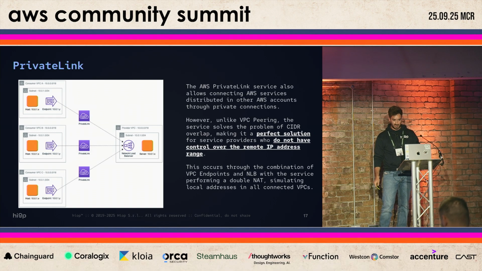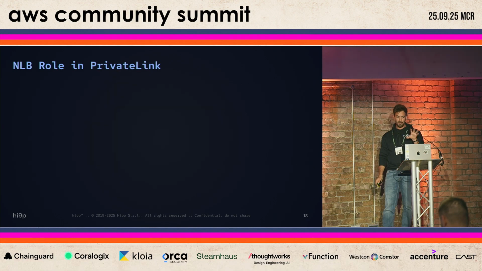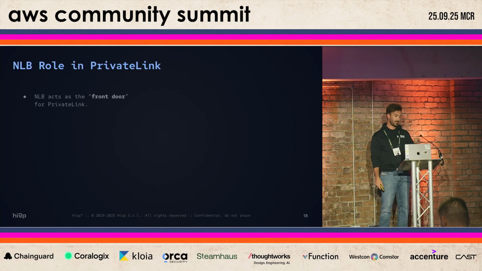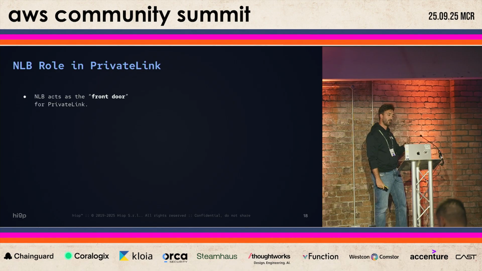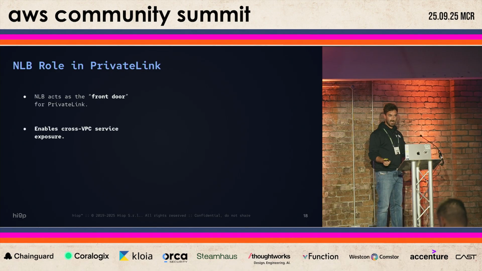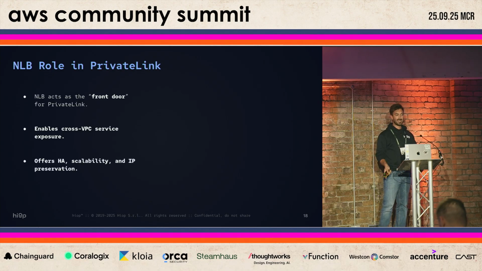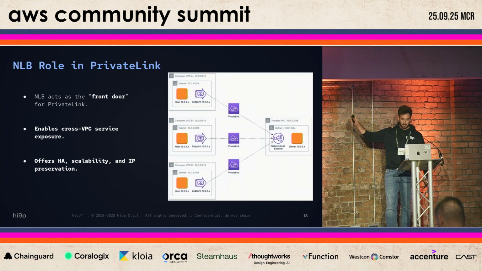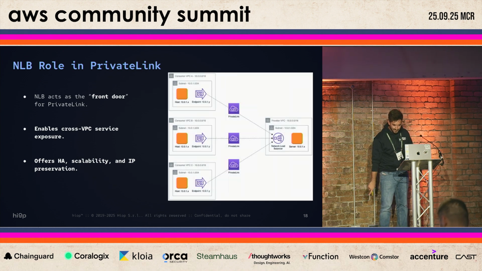So let's see PrivateLink in more detail because it's interesting, starting with the network load balancer role. The network load balancer in the provider account acts as a front door for PrivateLink, basically enabling cross-VPC service exposure, and also offering high availability, scalability, and IP preservation, as I mentioned before. So you can see in the image the network load balancer is in the provider VPC, and multiple customers can connect to it thanks to the PrivateLink exposure.